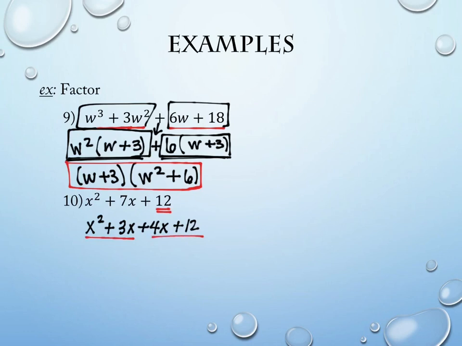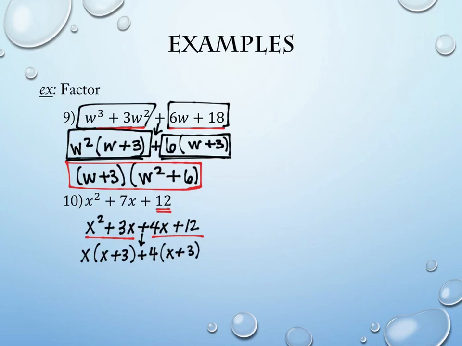In the first set I said x squared and 3x. What do they have in common? X. And if I take out the x, I get x plus 3. And then I've got the addition sign. 4x and 12. What do they have in common? 4. And if I take out the 4, what do I have? X plus 3.